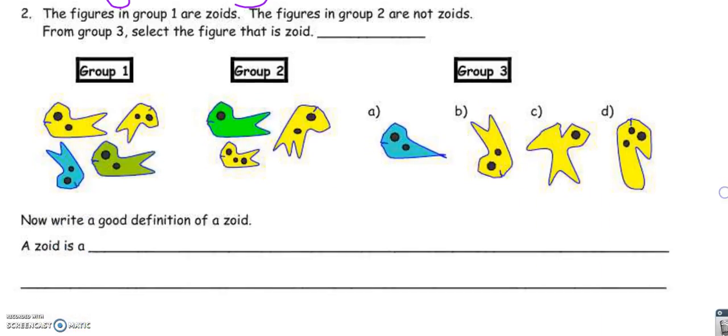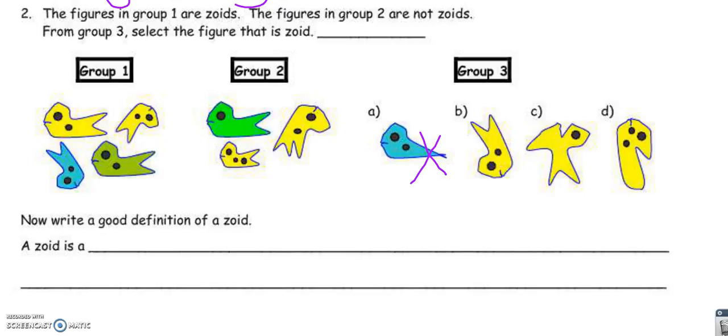Moving down to number two, the figures in group one are zoids, and the figures in group two are not zoids. So look at group three and select the figure that is a zoid. So take a minute and look at them. See what you notice, what things they have in common, what things they don't. And I want you to pick the one that is a zoid. So look at A. Is A a zoid? I'm going to say no, and this is where I'm ruling it out. See how the tail just all comes to a point?